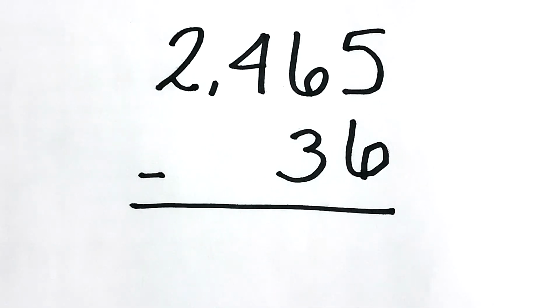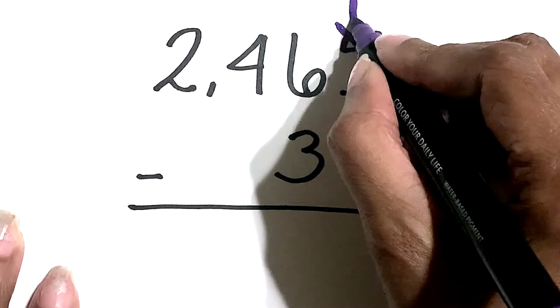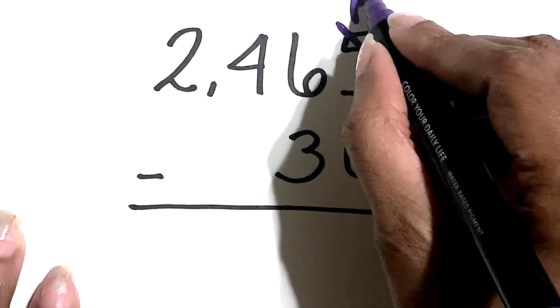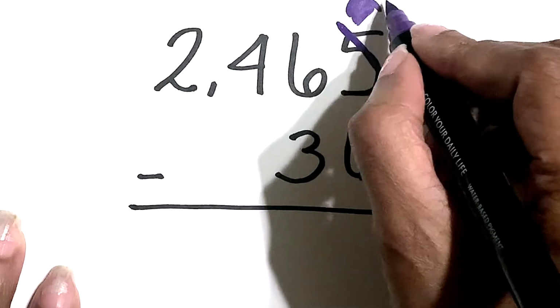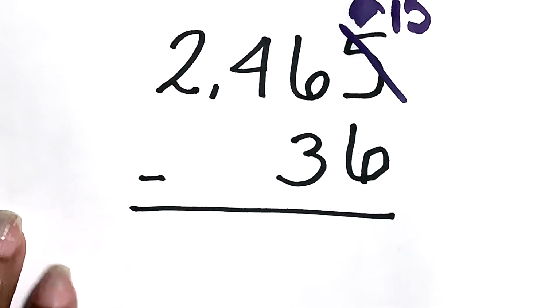All right, we're going to solve this next problem. This problem is 2,465 minus 36. So what we're doing is we're subtracting 4-digit numbers minus the 2-digit numbers. Now, we can't subtract 6 from 5, so we have to change the 5 into 15. I have to write it again. Okay, there we go.